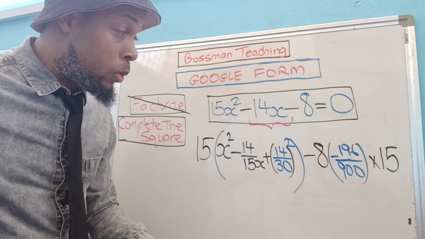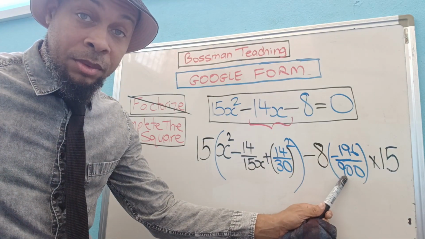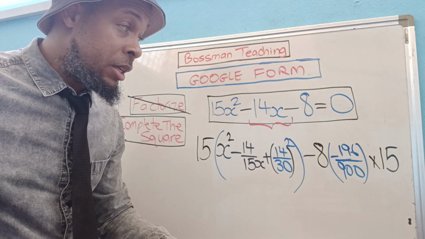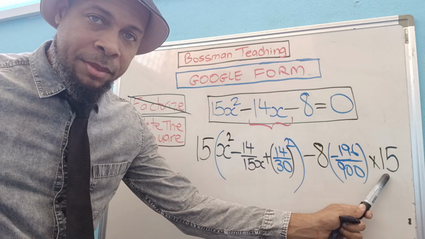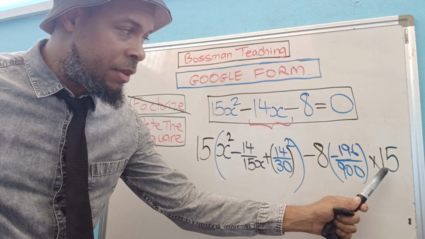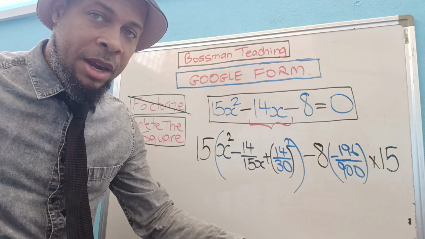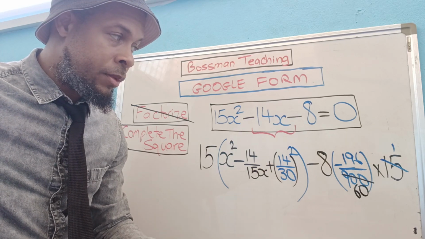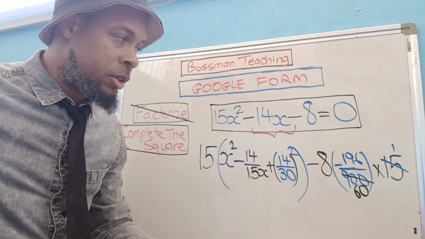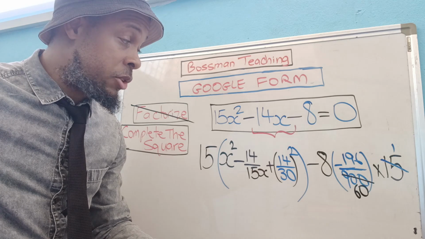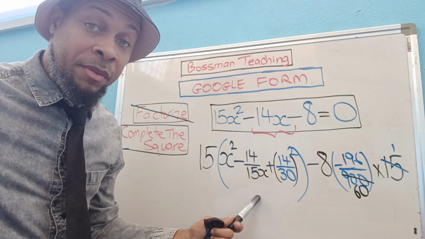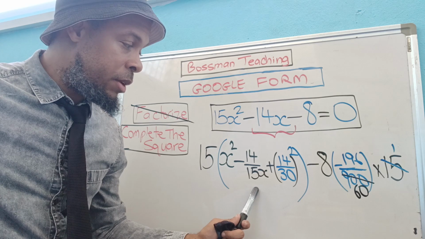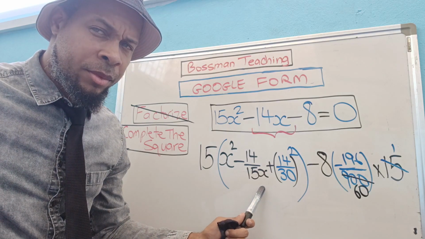Alright, so we had to actually expand that, right? And in this way we can cancel this. So divide this by 15, divide this by 15. Okay, so now we have minus 196 over 60. And then we can simplify this. This is going to be x minus 14 over 15 all squared. So we're going to simplify that.